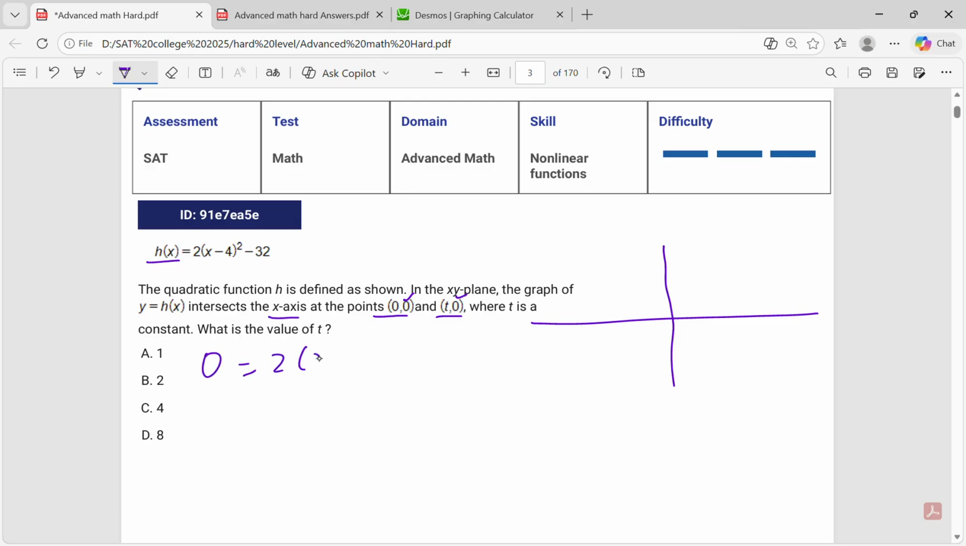0 is equal to 2 times (x minus 4) squared minus 32. So it will be 32 is equal to 2 times (x minus 4) squared. If you divide by 2, it will be 16.